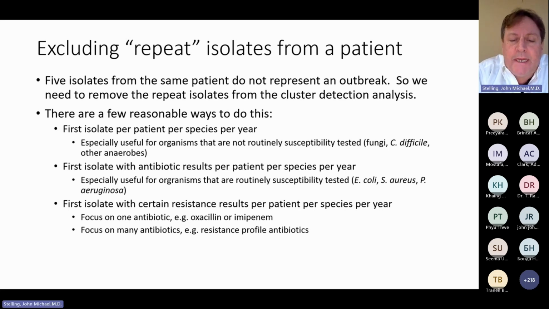You can also look at the first isolate with certain resistance results per patient per species per year. For example, you can focus on one antibiotic: choose the patient's first MRSA, choose the patient's first CRE, or you can look at many antibiotics. You can look at Escherichia coli resistant to 3 drugs. In our publications, we have chosen these first 2 bullet points. We are also supporting a project in Japan led by the National Institute of Infectious Diseases, and they are taking the 3rd approach, and I'm very involved in this protocol.